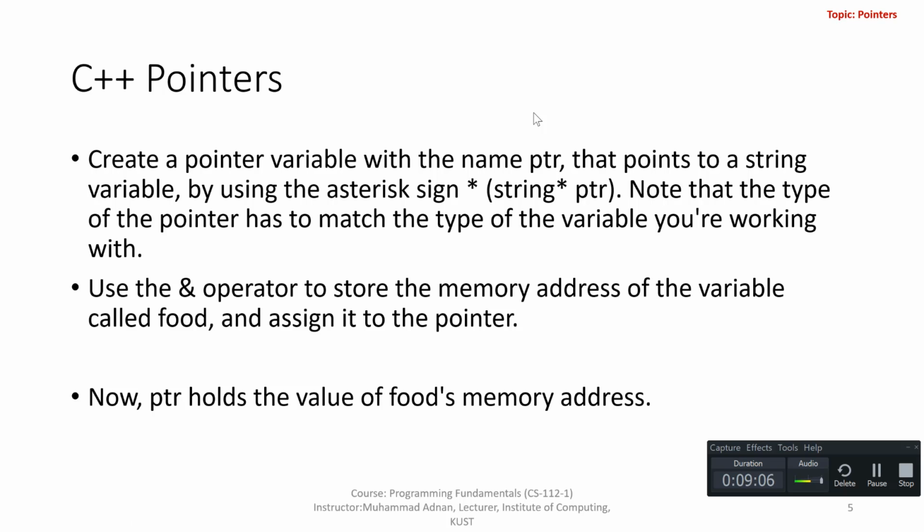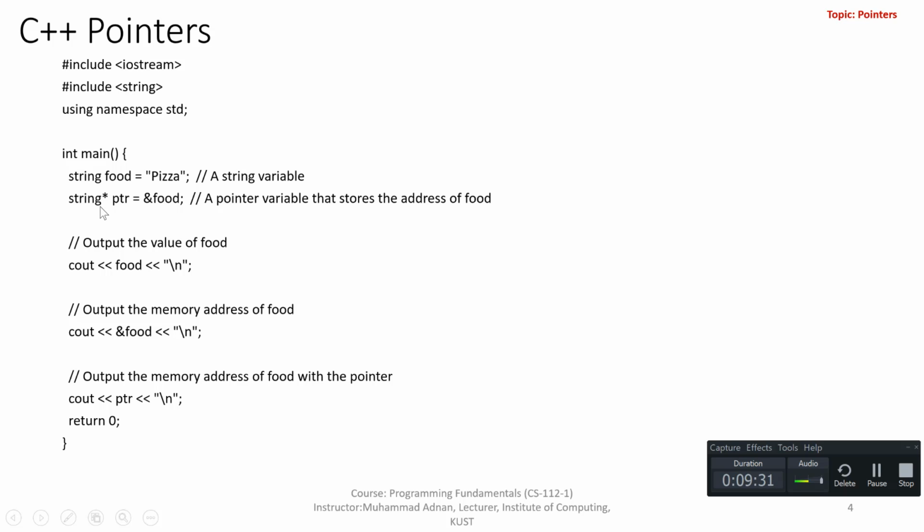Create a pointer variable with the name ptr that points to a string variable by using the asterisk sign. The asterisk sign in our case is this multiplication sign. So this is how you write string and then asterisk ptr. Note that the type of a pointer has to match the type of the variable you are working with. So in our case the type of the pointer was string, and it has to match the type of the food variable, which is also string. So with that, let us move on.